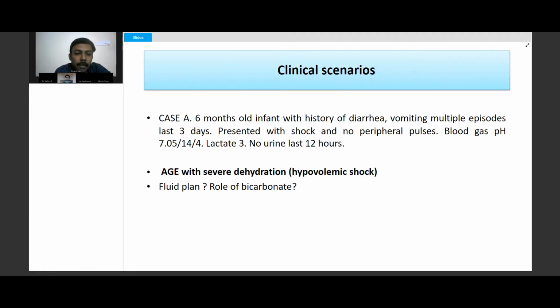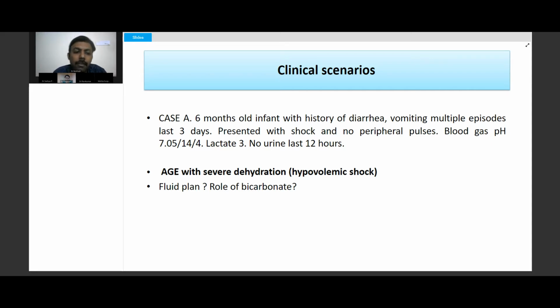And in the last 5 minutes, I'd like to discuss some fluid decision making in common clinical scenarios before winding up. A 6-month-old infant with a history of diarrhea and multiple episodes of vomiting over the last 3 days presented with shock and no peripheral pulses. The blood gas shows a pH of 7.05 and bicarb of 4, lactate is 3, and there is no urine in the last 12 hours. So this is a classical garden variety AG with severe dehydration, hypovolemic shock.